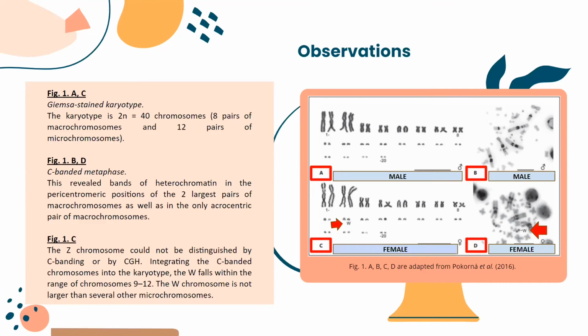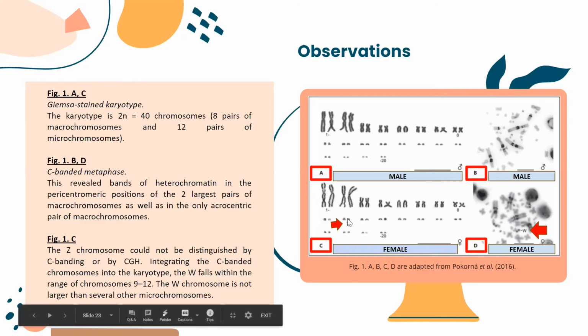Generally, in some species, the W chromosome is distinctively larger than the other microchromosomes. But in this species, the W chromosome is not larger than several other microchromosomes. So the presence of the W chromosome indicates that the specimen is the female type.